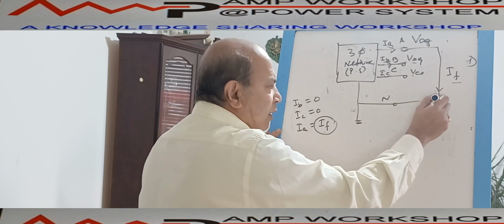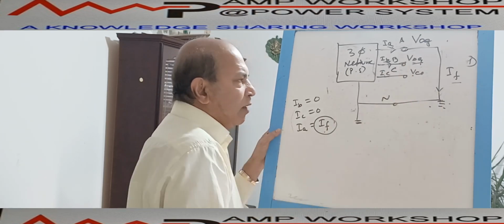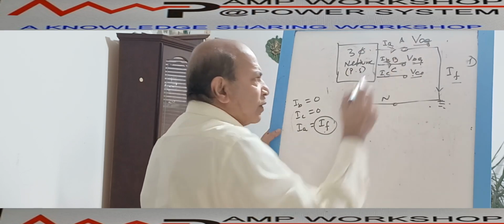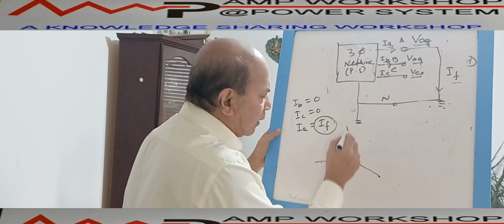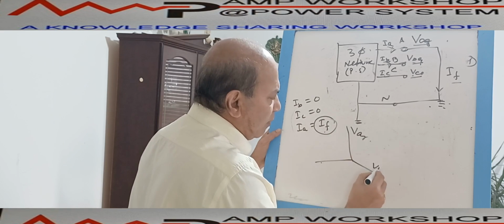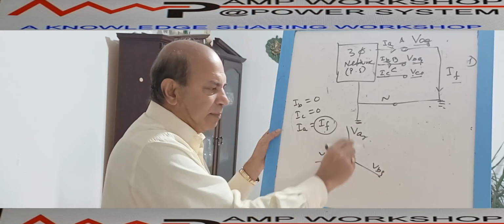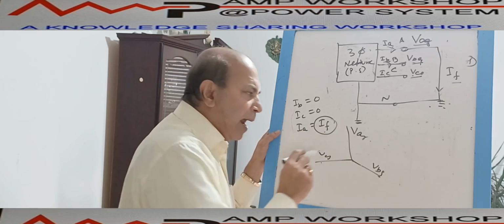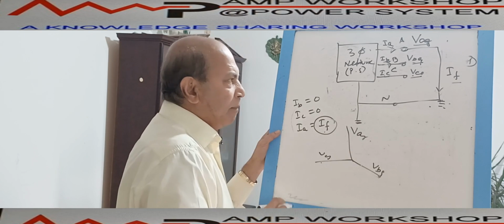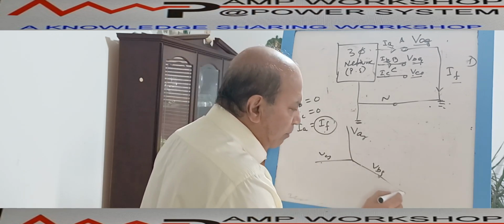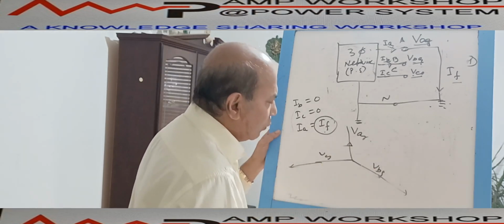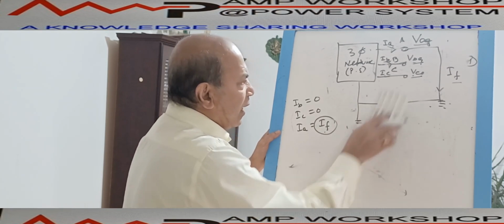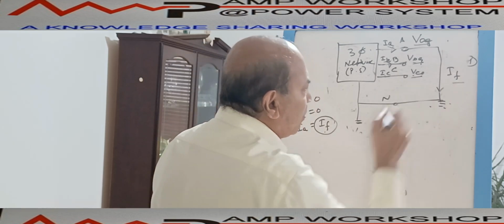When the fault takes place, there is a voltage on each phase. Before the fault, these three voltages VAG, VBG and VCG were balanced, three-phase balanced, 120 degrees apart from each other, and the magnitudes were also equal. But the moment the fault takes place, VBG may become longer, VCG may become longer, and VAG may become shorter. So the voltages become unbalanced. Under that condition, there is no fault current in the B phase and C phase, so only the A phase will be carrying the fault current.